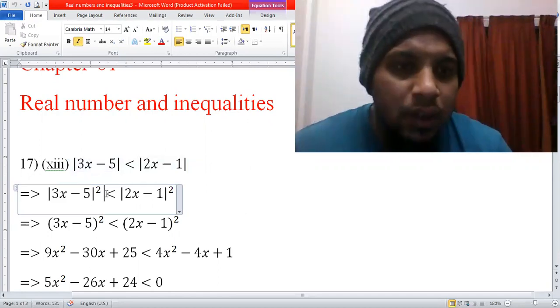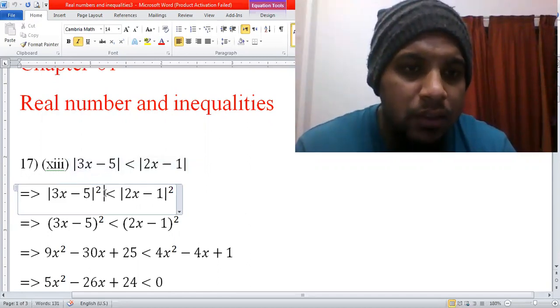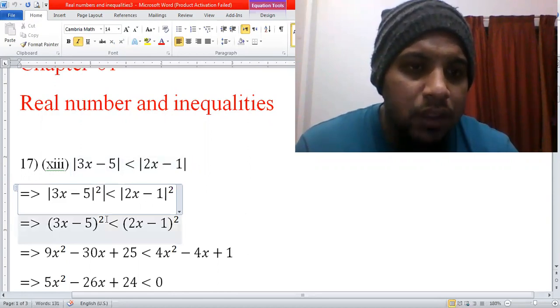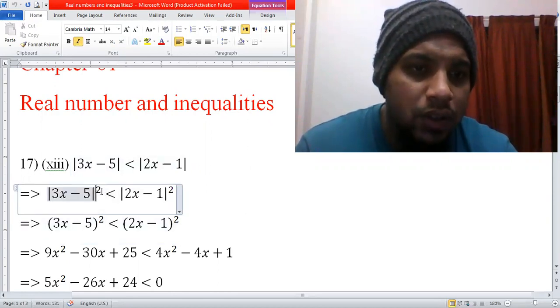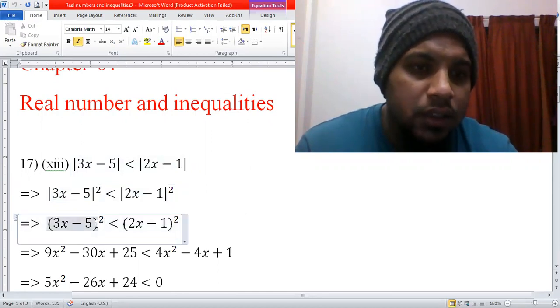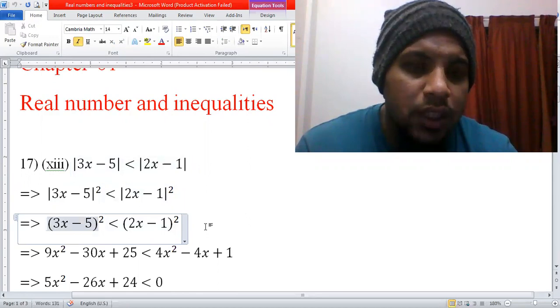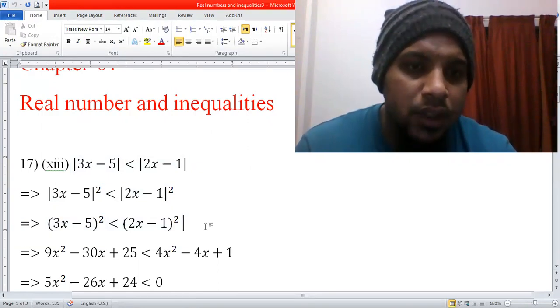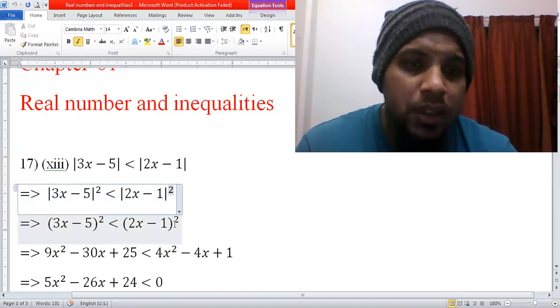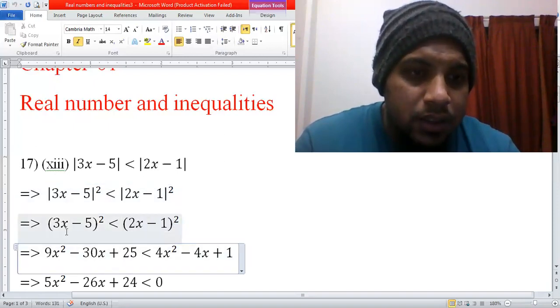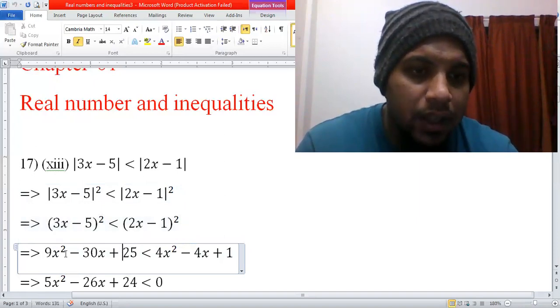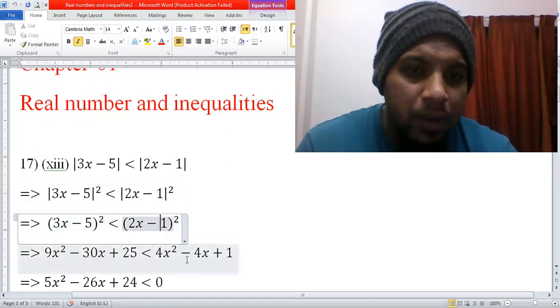So with a view to finding that, we take the square on both sides, and we know that the square of an absolute value of a is equal to a square. In the same way, the absolute value of 2x minus 1 squared is 2x minus 1 whole square. Using the formula of a minus b whole square, we get 9x square minus 30x plus 25 on the left side, and on the right side we get 4x square minus 4x plus 1.